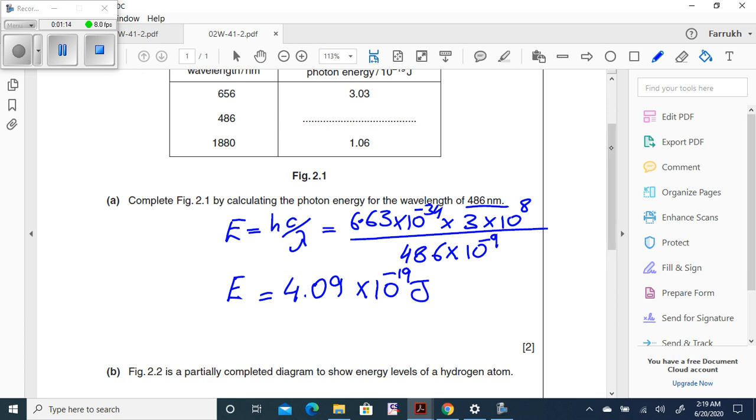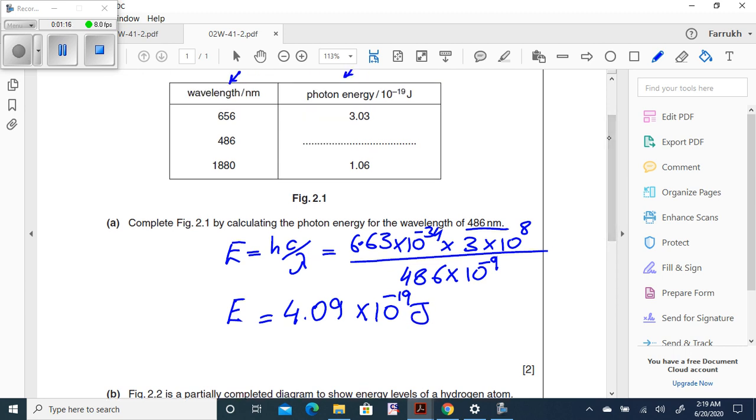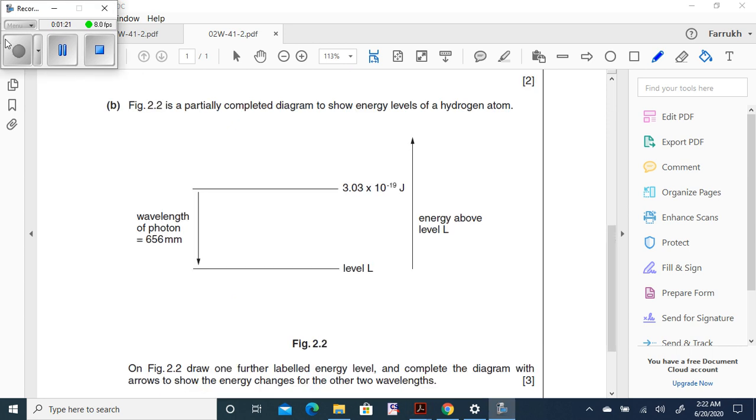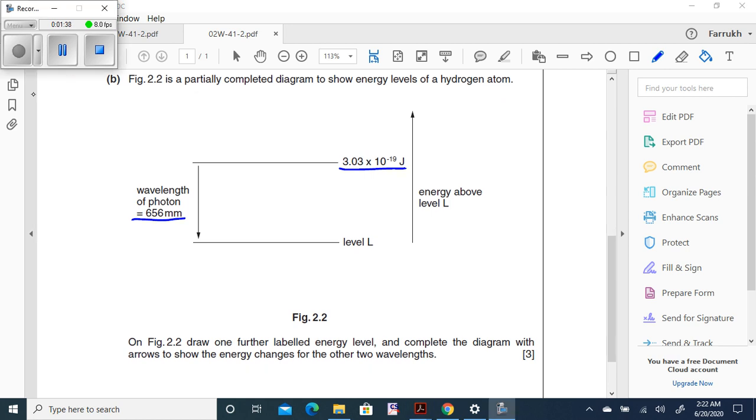As this 10 to the power negative 19 is already written in the table heading, we'll write it as only 4.09. Part B says figure 2.2 is a partially completed diagram to show energy levels of a hydrogen atom. So this is 3.03 and 656 millimeter. It's a mistake, it is nanometer.